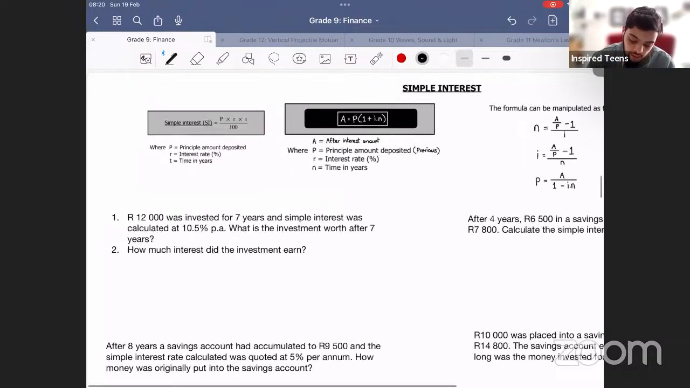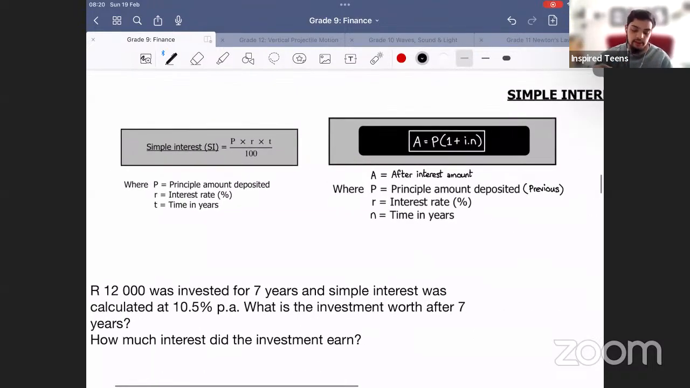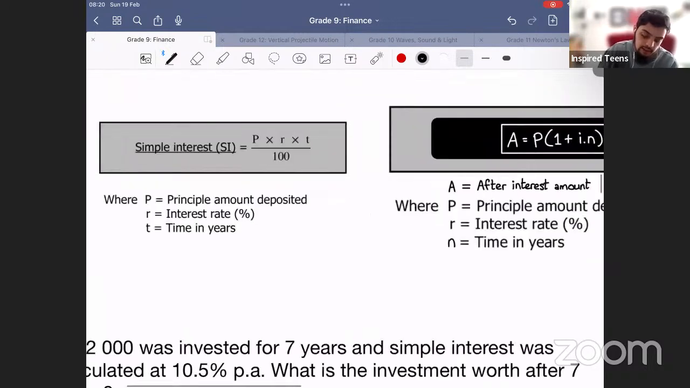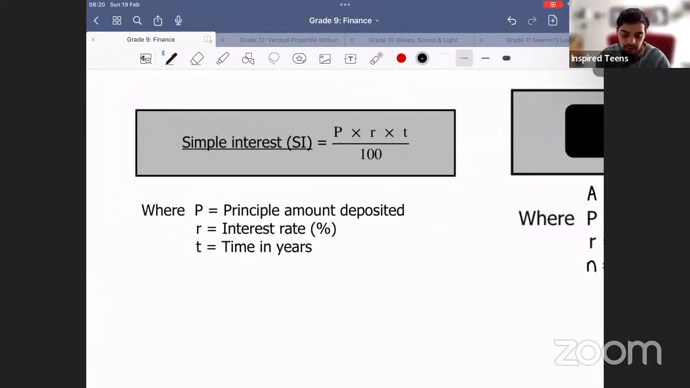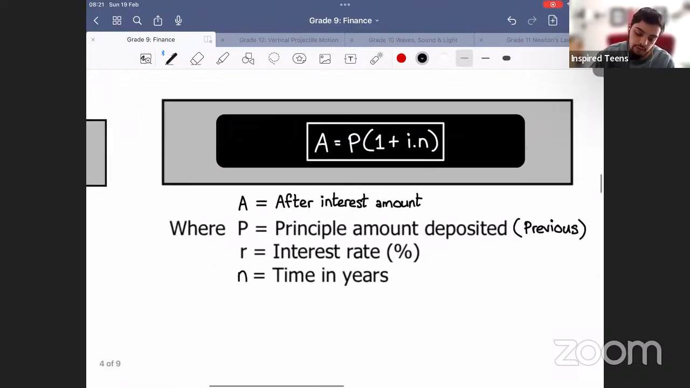Okay, so we have 2 formulas for simple interest. The first of which is P times R times T over 100, where P is the principal amount deposited, R is the interest rate in percent, and T is time in years. You can utilize either formula, okay? I'm going to be utilizing this formula.